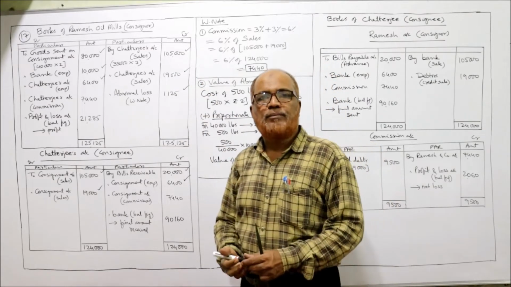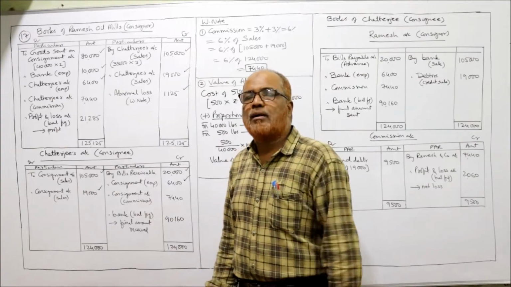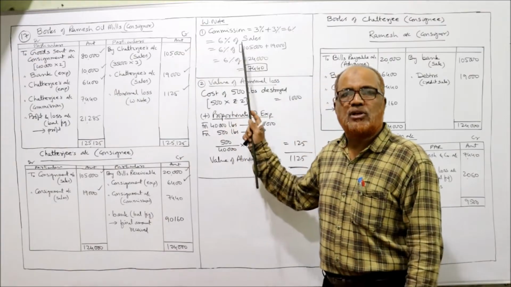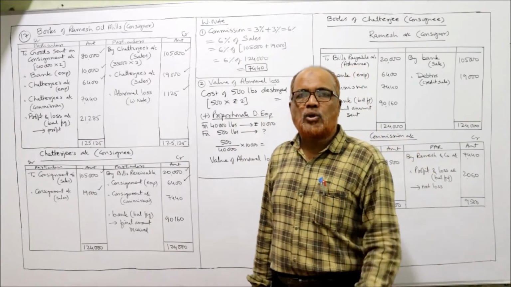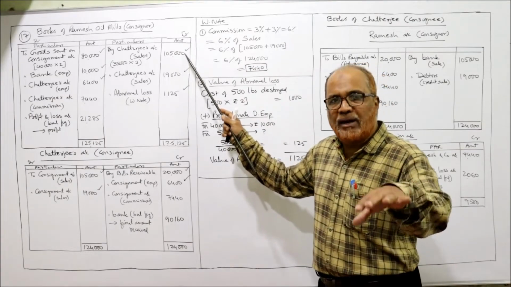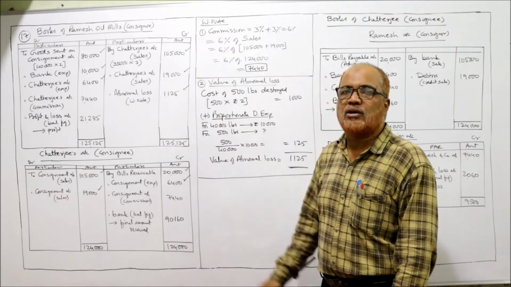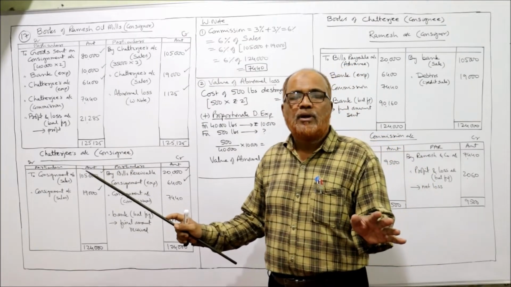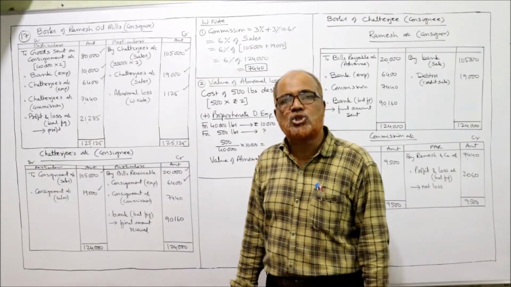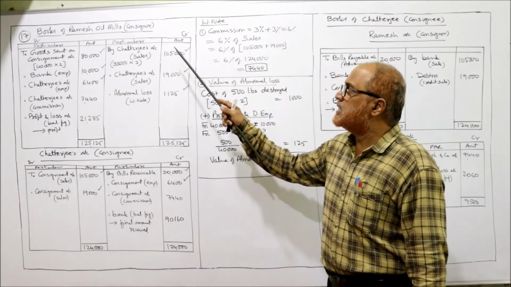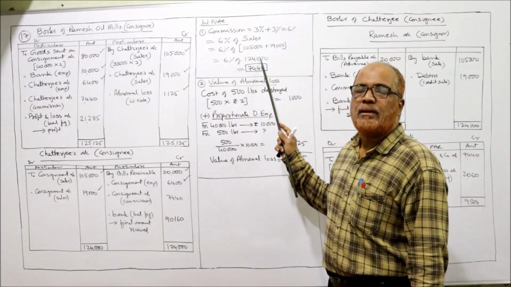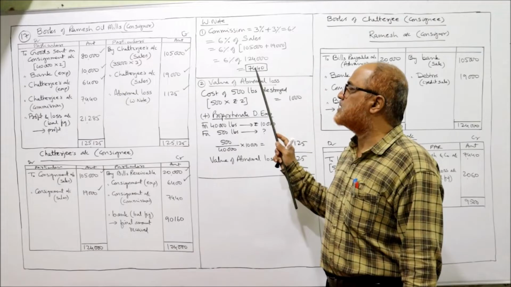Now commission. Commission is 3% normal commission and 3% del credere commission, total 6%. So 6% of total sales. First he sold the oil for 1,05,000. The remaining stock he sold for 19,000. There is no unsold stock now. The whole consignment was sold. So total sales 1,05,000 plus 19,000, 1,24,000. So 1,24,000 into 6%, 7,440.